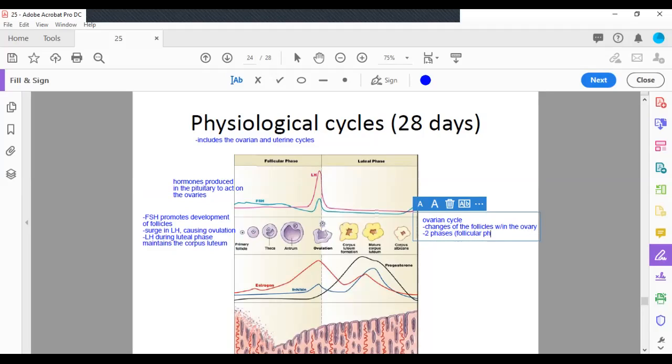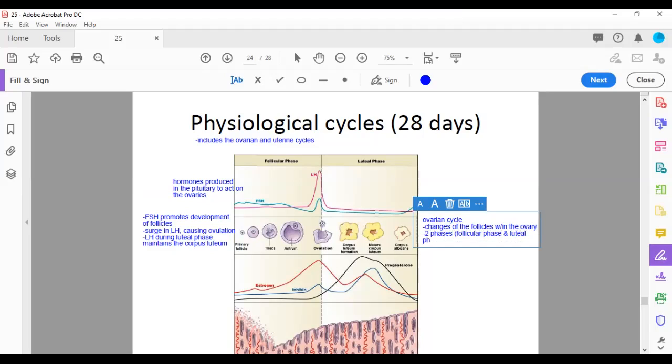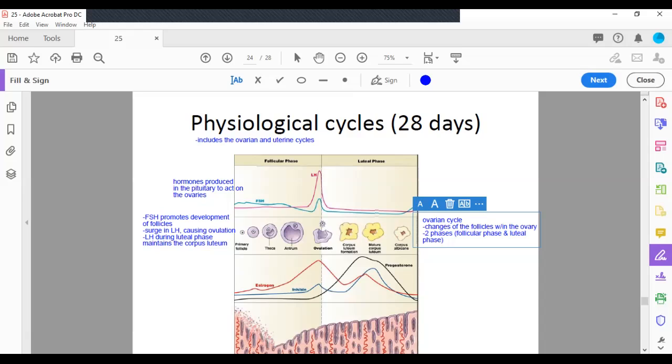Follicular phase and luteal phase. Okay. So during the ovarian cycle, there are two phases: the follicular phase and the luteal phase. And the follicular phase is governed by the FSH, and the luteal phase is governed by the LH. Now let's move down to the next one.